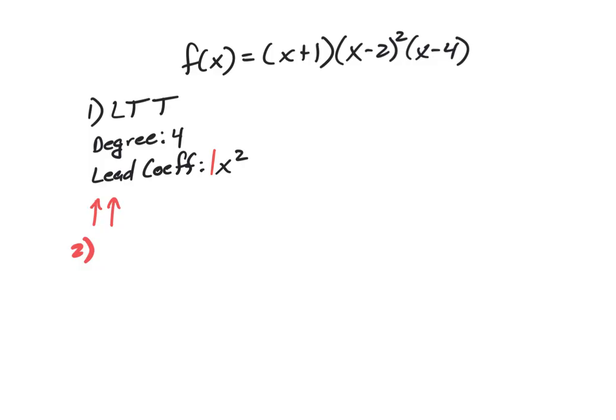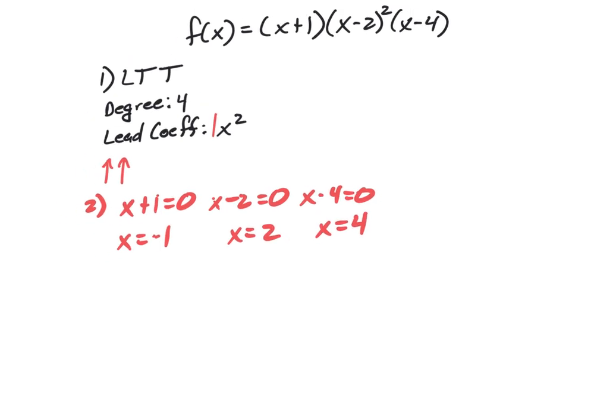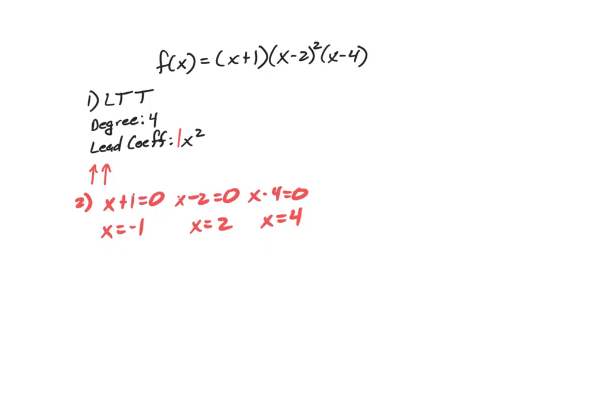Okay, my zeros. x plus 1 equals 0, x minus 2 equals 0, and x minus 4 equals 0. So that gives us x equals negative 1, x equals 2, and x equals 4. Okay, and here would be the other thing I would say would probably be beneficial for you to decide, going back to what we did yesterday.